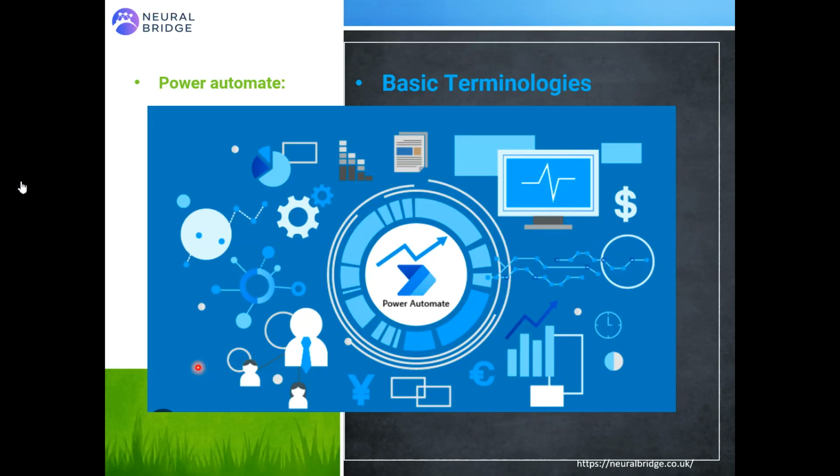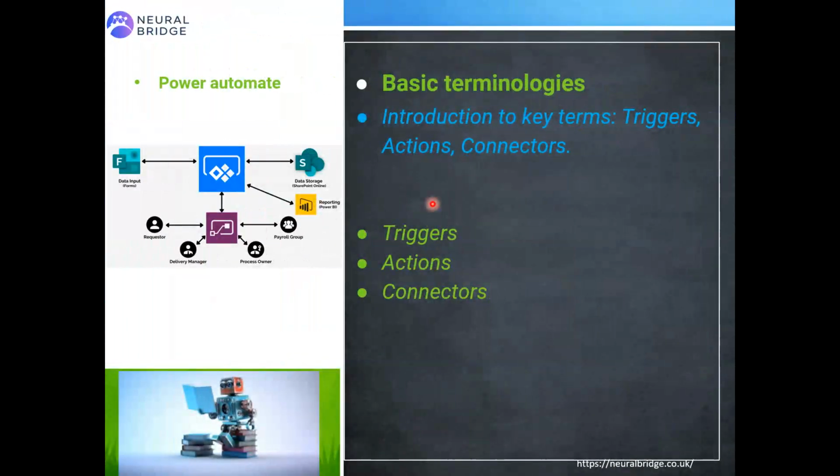So now let's see some basic terminologies that we're going to use in Power Automate. So we have triggers, actions, and connectors. So again, triggers, we already explained this. So what is the trigger of my workflow? When will my workflow be started? Actions, what are the actions that I'm going to execute inside my flow? And connectors are the apps.